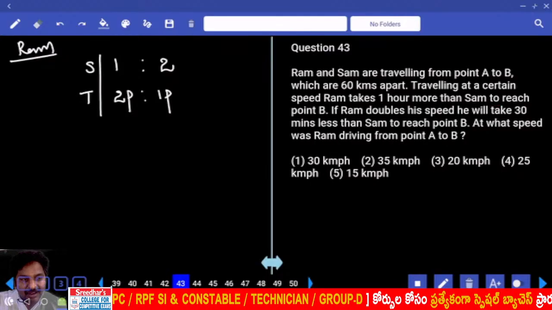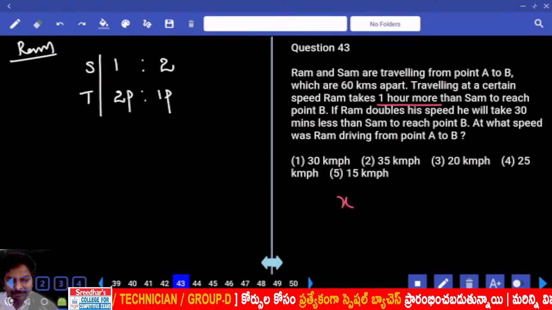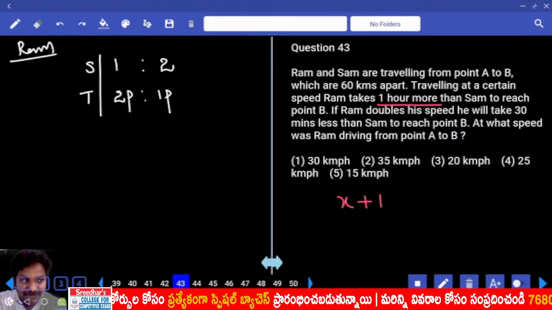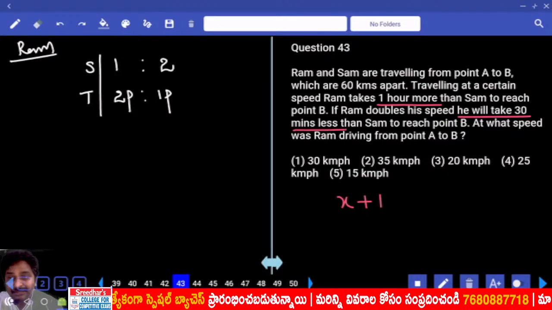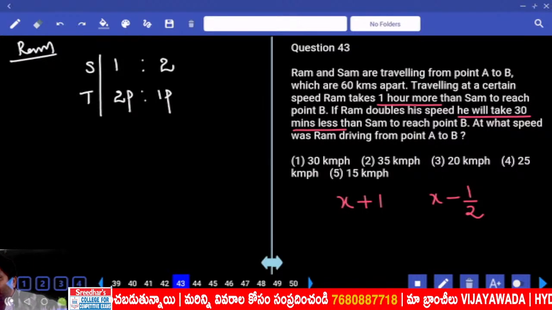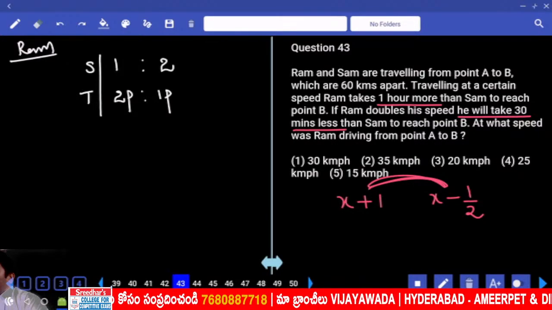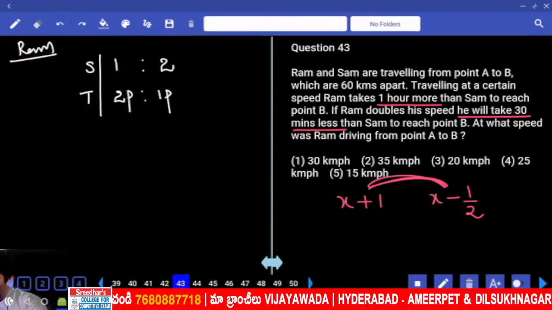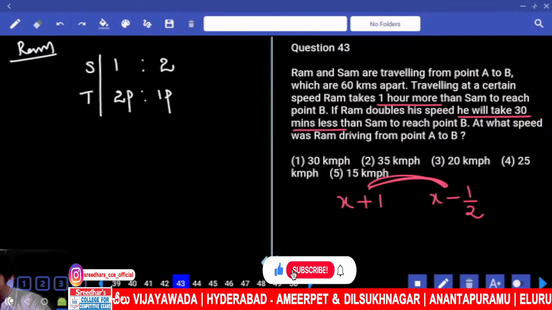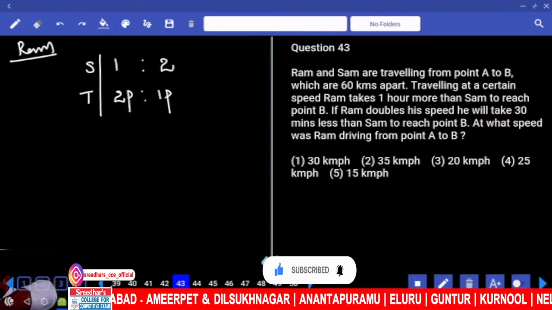In the first case, Ram takes 1 hour more. That means X plus 1 only. The second time, when he doubles his speed, he will reach 30 minutes early. That means X minus half only. Difference between these two numbers? 1.5. I did not ask you to add. I told you to subtract. Difference is the same logic. 1 hour late, half an hour early.